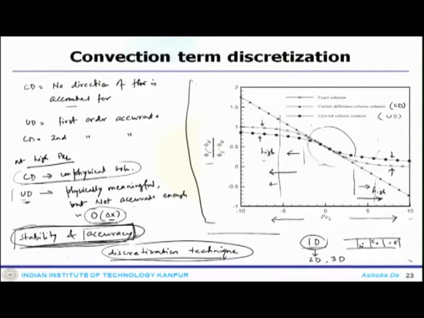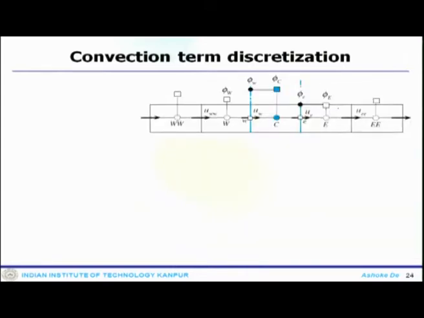Now, the point was that one has to make some trade off between these two. The central scheme is higher order accurate, while the upwind scheme is lower order accurate, but at the same time the upwind scheme is much more stable, whereas the central scheme is not stable for a system where convection is dominant. So, with that note, we will now start looking at the scheme called the reverse upwind or downwind scheme.